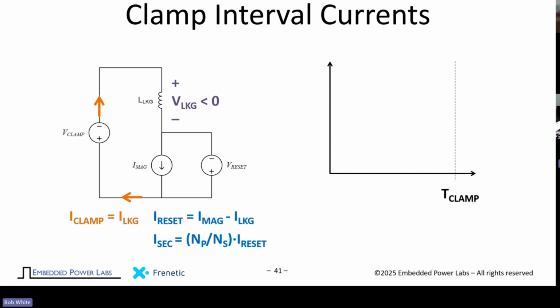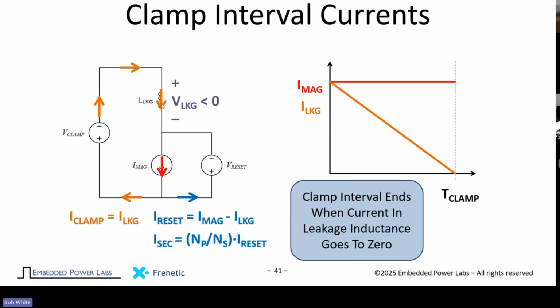But during this interval, what's going on is that the magnetizing current, which we said is large, is going to remain essentially constant. This clamp interval is measured in nanoseconds or tens of nanoseconds. So this current remains essentially constant. But because we have this negative voltage across this leakage inductance, we're going to drive that leakage current down to 0. And in fact, what I call this clamp interval will end when that current goes to 0.